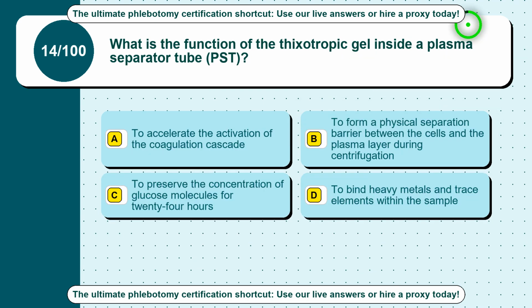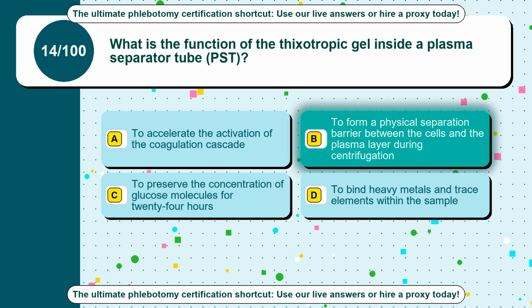Question 14. What is the function of the thixotropic gel inside a plasma separator tube, PSD? Option A. To accelerate the activation of the coagulation cascade. Option B. To form a physical separation barrier between the cells and the plasma layer during centrifugation. Option C. To preserve the concentration of glucose molecules for 24 hours. Option D. To bind heavy metals and trace elements within the sample. The correct answer is option B.